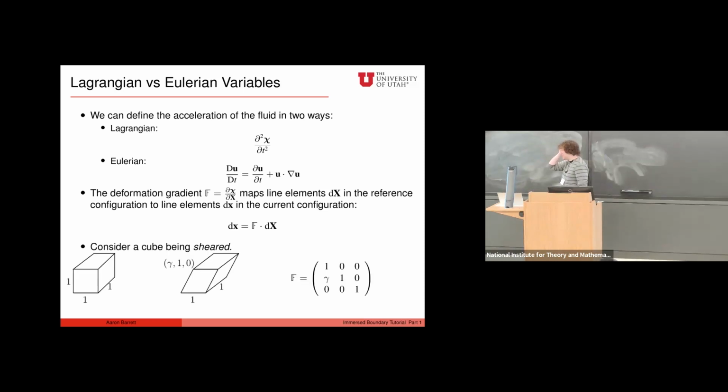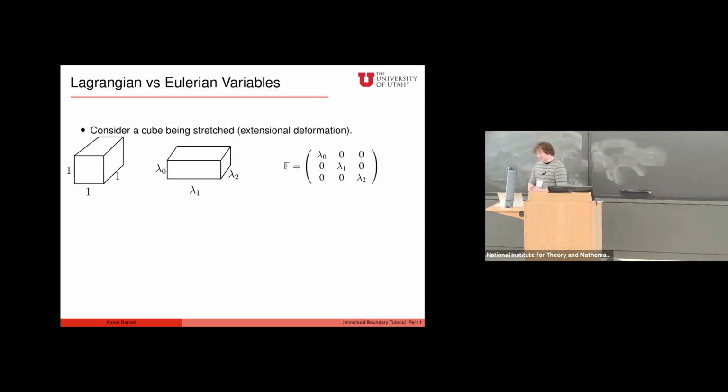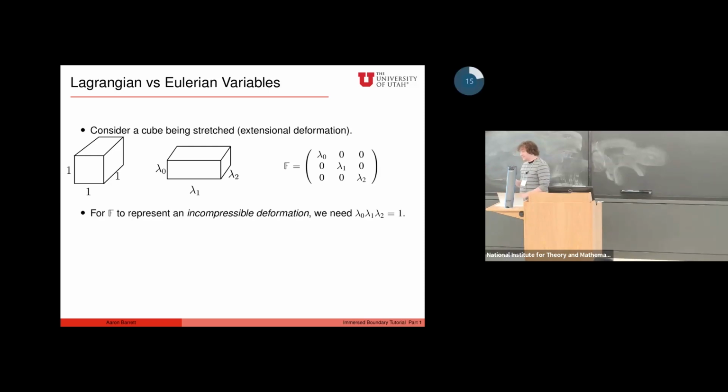So as an example, we can consider a cube that's being sheared. If we shear the top of this cube, we can very easily compute a deformation gradient. Perhaps a more interesting example is a cube that's being stretched, so it's being extended in some ways. So we take a unit cube, you extend its sides, you can write down that deformation gradient. But if you want that to be an incompressible deformation, then you need the volume to stay constant. And so after that deformation, you need the product of how you've extended, lambda 0, lambda 1, and lambda 2, to be 1.